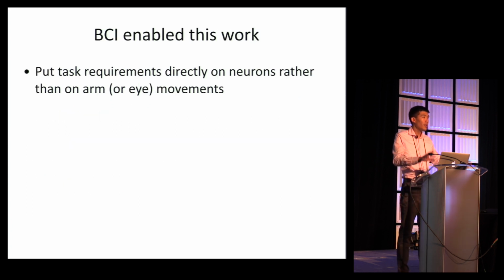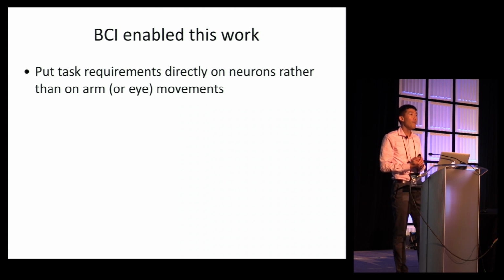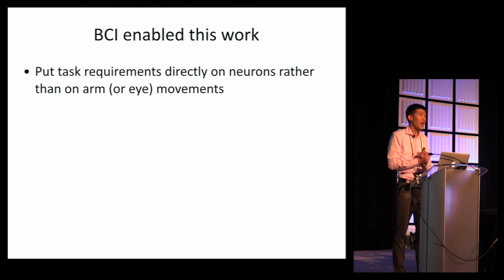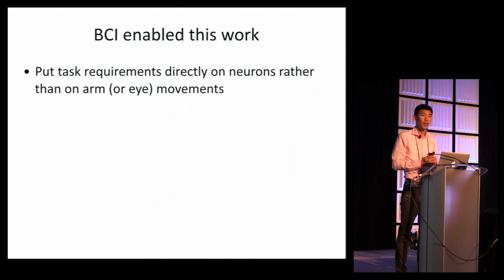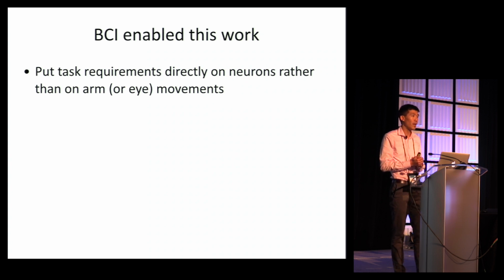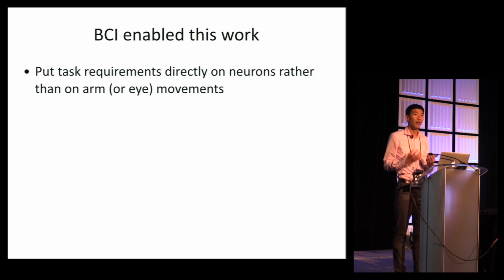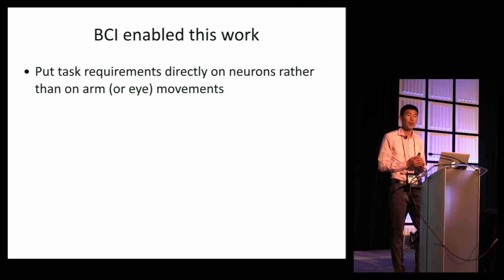Now I'd like to take a step back and come back to the theme of this talk that I introduced at the very beginning, and ask what did BCI buy us in this experiment? This experiment would have been very difficult to do without a BCI, because with a BCI, we were able to place the task constraints directly on the neurons themselves, rather than indirectly through requesting particular arm or eye movements.